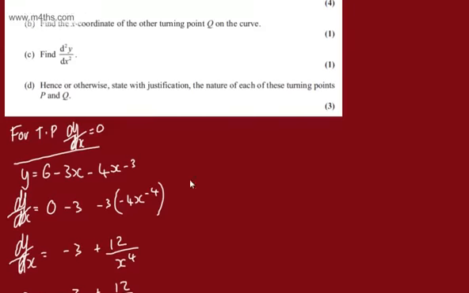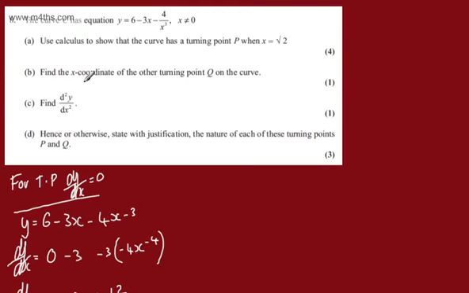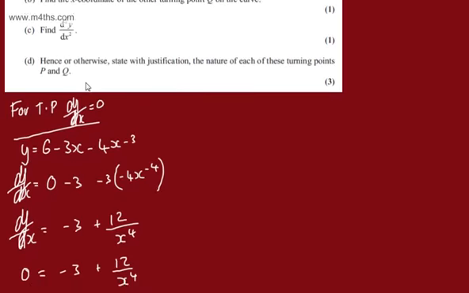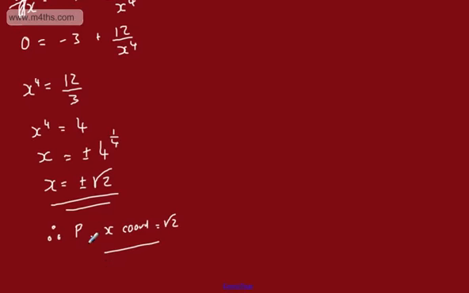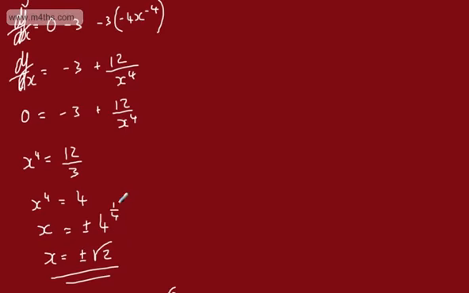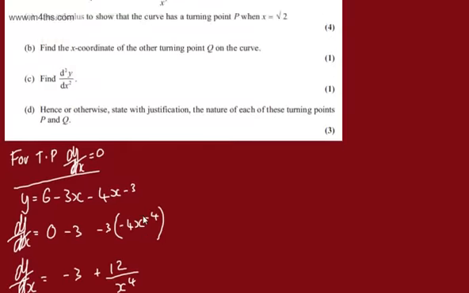Okay, so that's what we've done. In part B, we need to find the x-coordinate of the other turning point, Q, on the curve. So we can say Q will be equal to minus root 2. Remember, we're going to get a plus or minus answer if we take the 1/4 power.